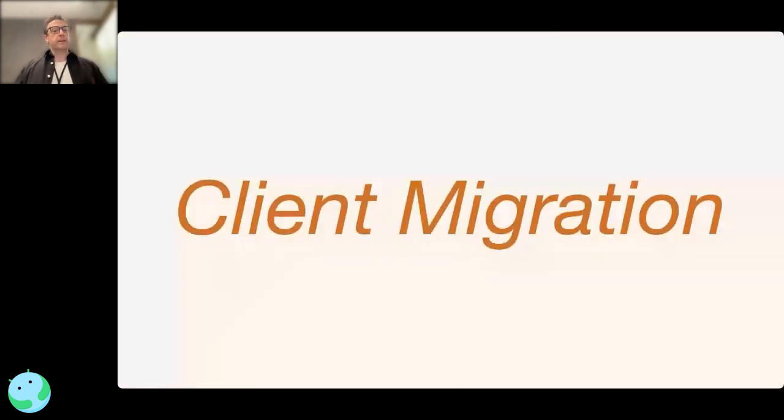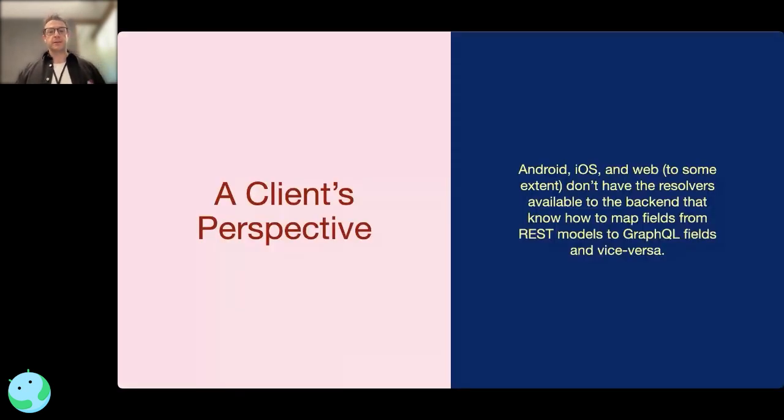So the client migration. A quick note, this is more relevant for people who are on the back end, but Android, iOS, and the web to some extent don't have these resolvers available that the backend folks do that help us map these fields from REST models to GraphQL and vice versa. So the backend knows how they all relate to each other. Like you saw that giant graph, they're all well aware of how things pair with each other.